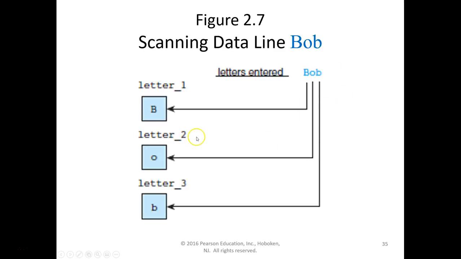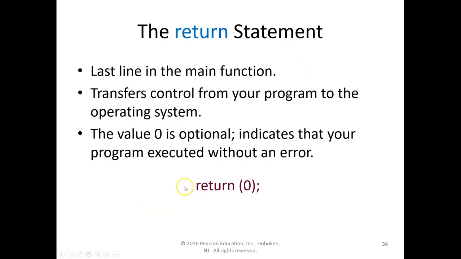Okay. The same thing when you look at character, you have Bob, B-O-B. Okay, this is B-O-B here. And okay, the return statement just means that if your program runs well, 0 is returned. The value 0 is optional. Okay, just indicate that your program executed without an error. That's the whole point.